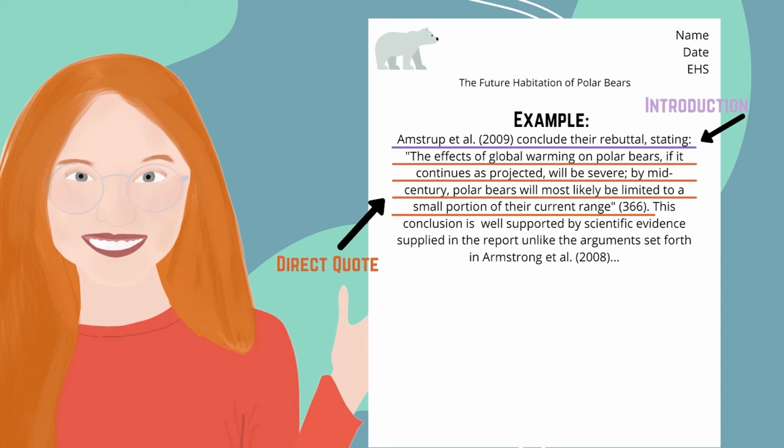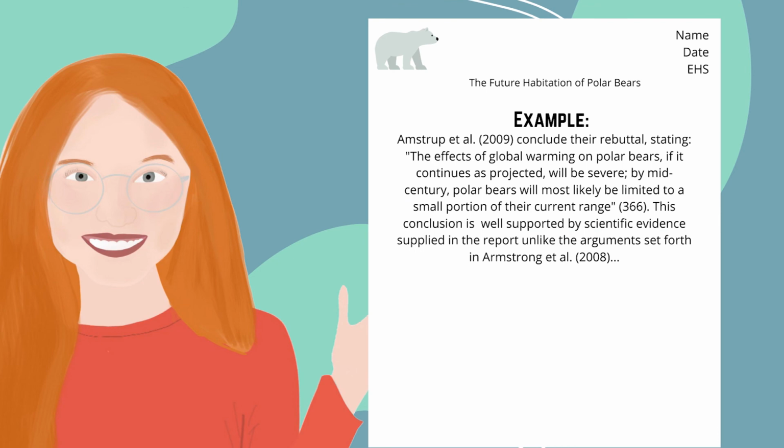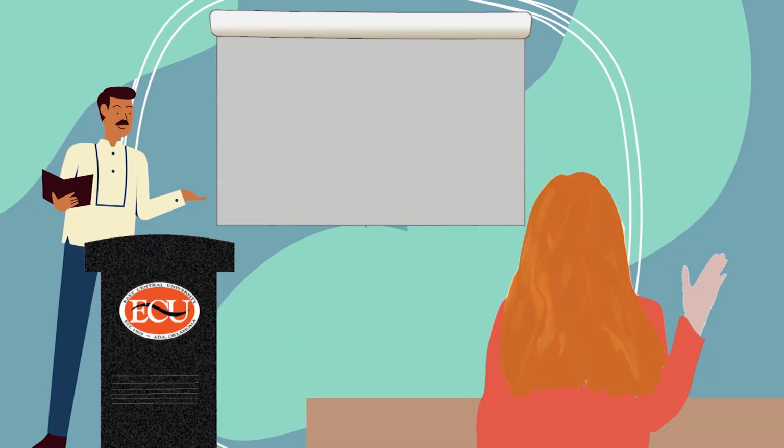Notice that this example includes an introduction, a direct quote, and some analysis. Keep in mind that this is just a snippet of the analysis that would be necessary to include in a paper discussing this quote. Have more questions about incorporating sources?